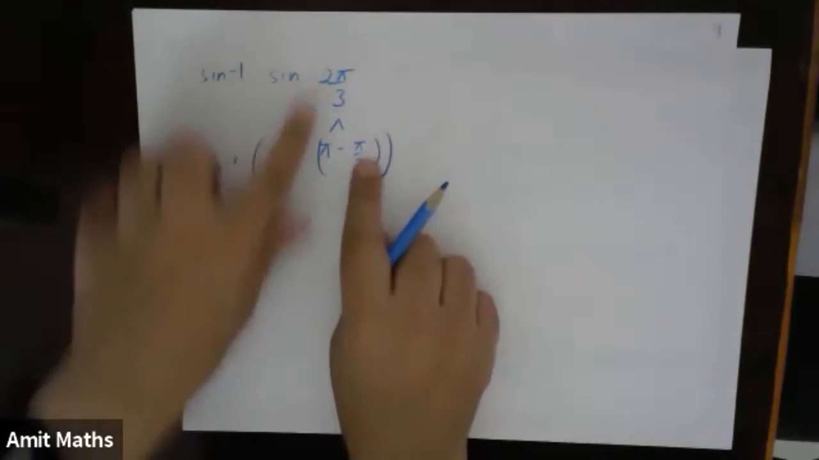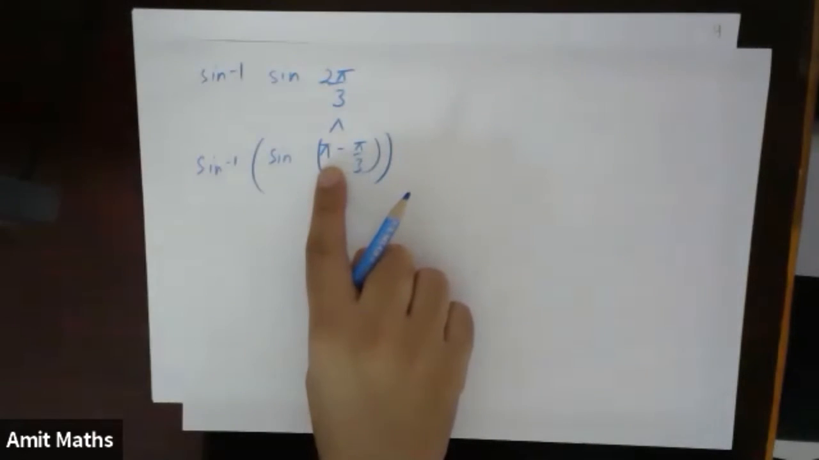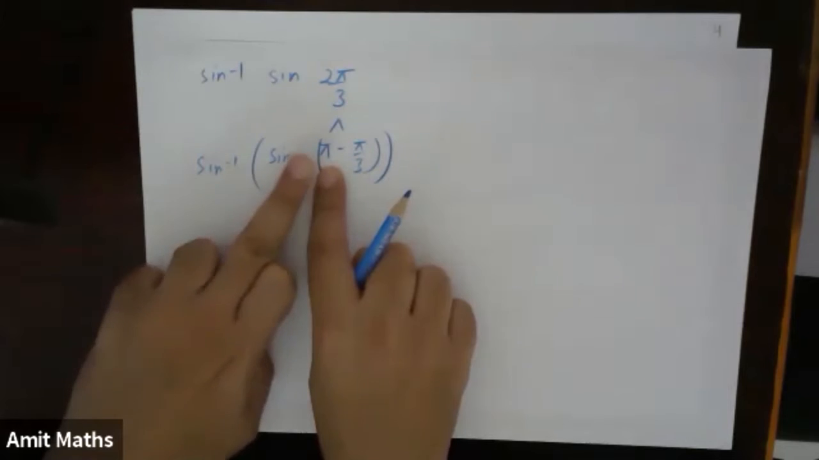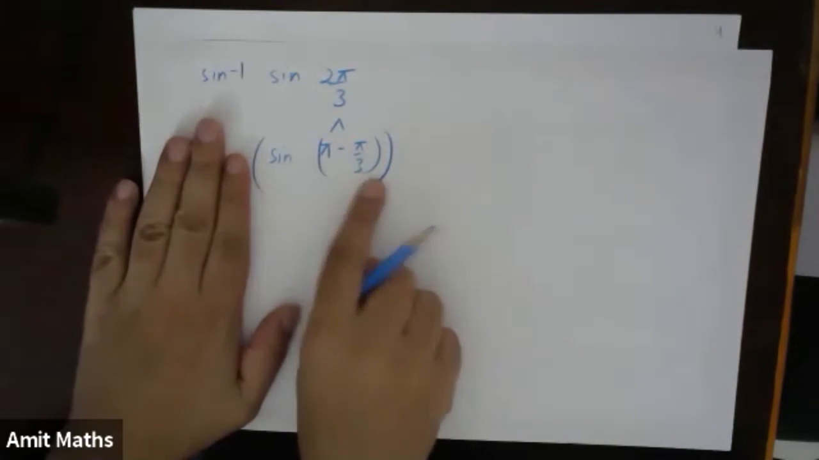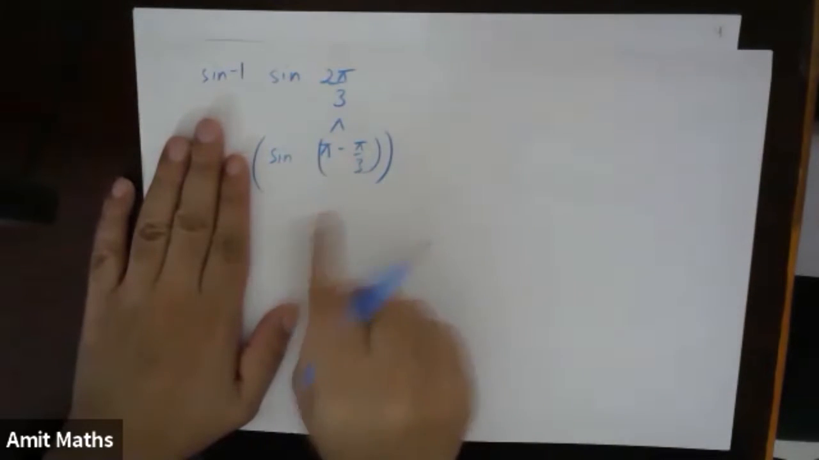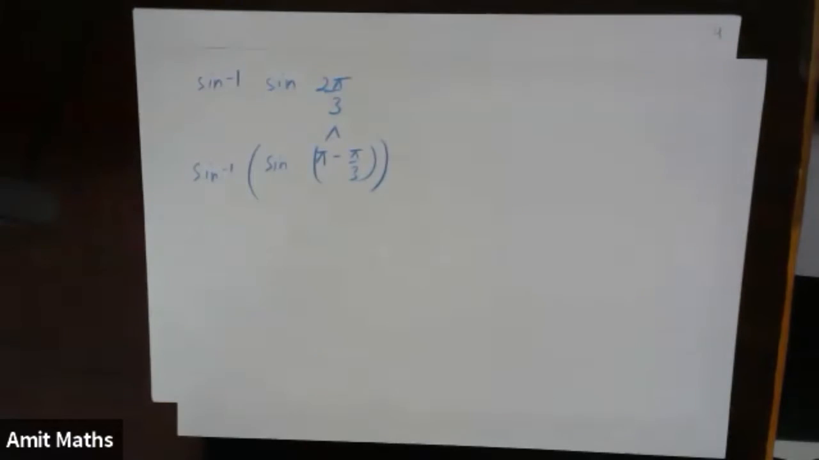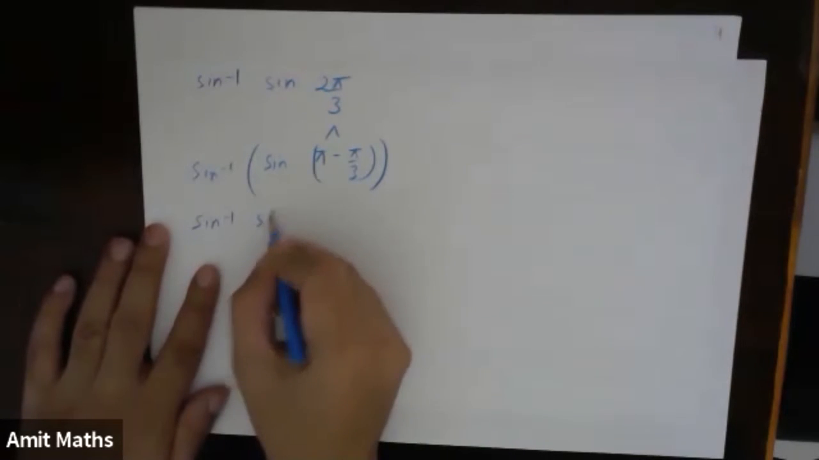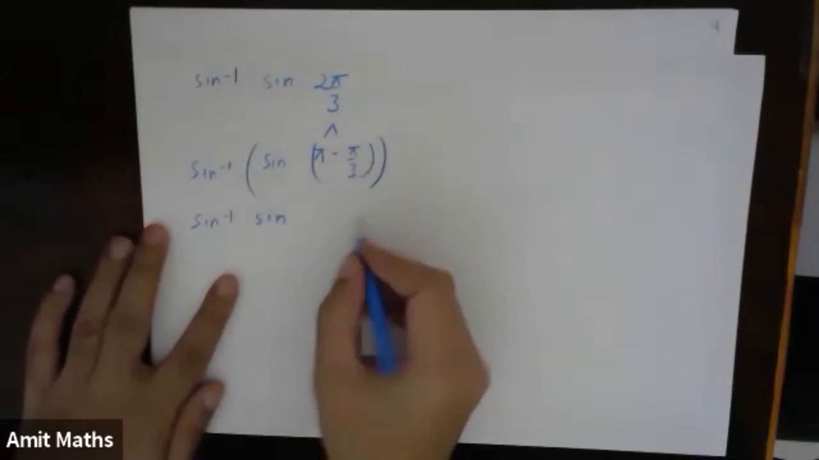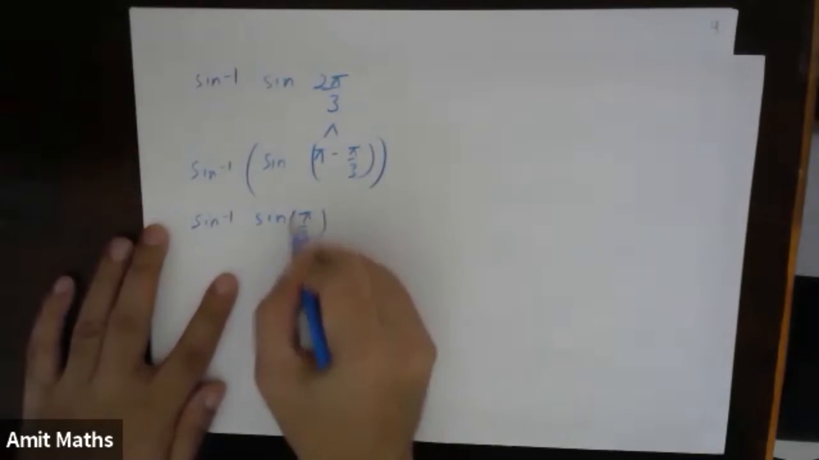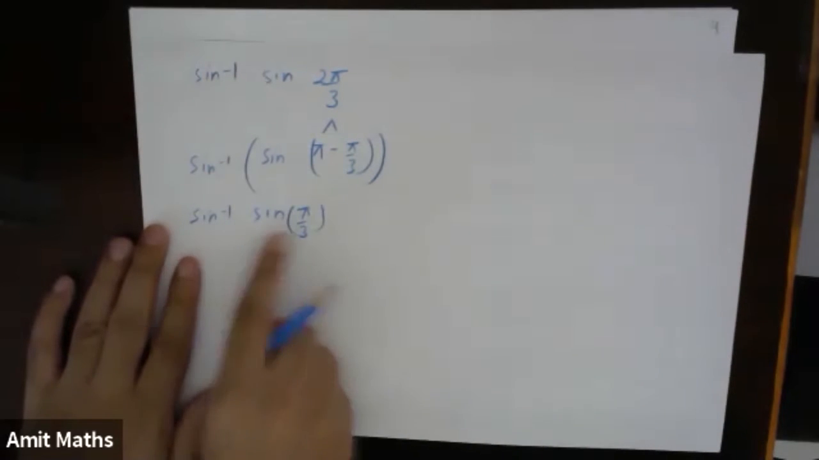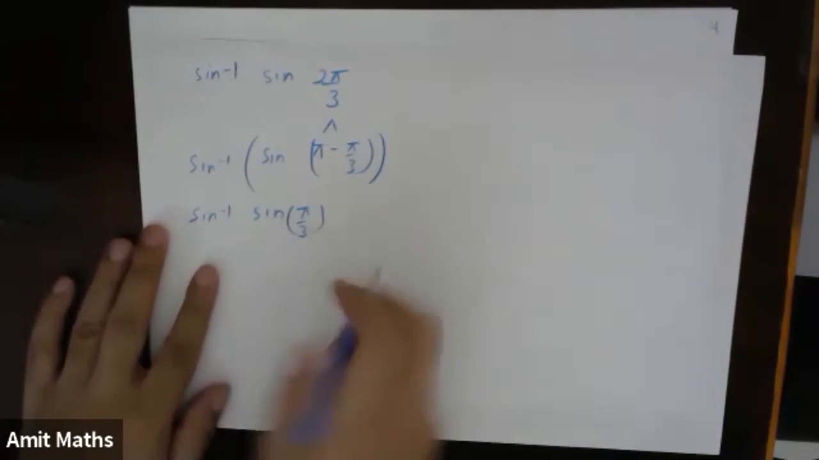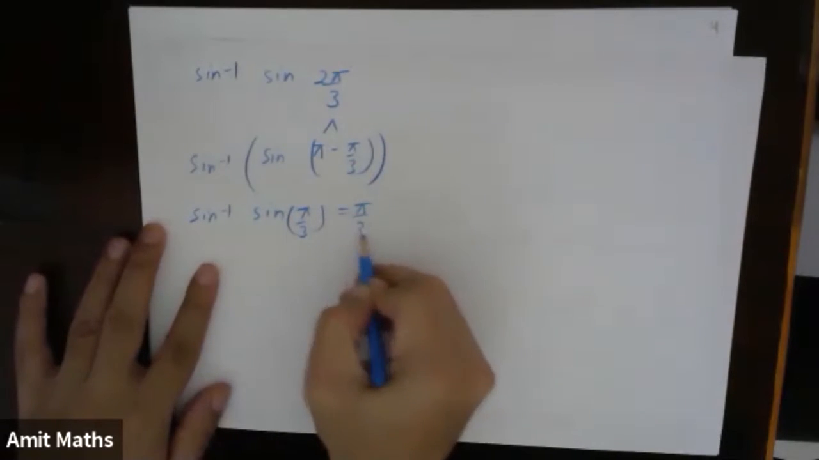Understood? And why am I converting into pi minus something? Because when we write this, the sign will not change. The sign will still remain sine. The trigonometric ratio does not change with 2 pi, pi, 3 pi, 4 pi, and so on. Understood? Okay. So this will become sine inverse of pi minus pi by 3, which is what? Simply sine of pi by 3. Right? So sine inverse of sine pi by 3. What is the answer? Nothing but pi by 3.